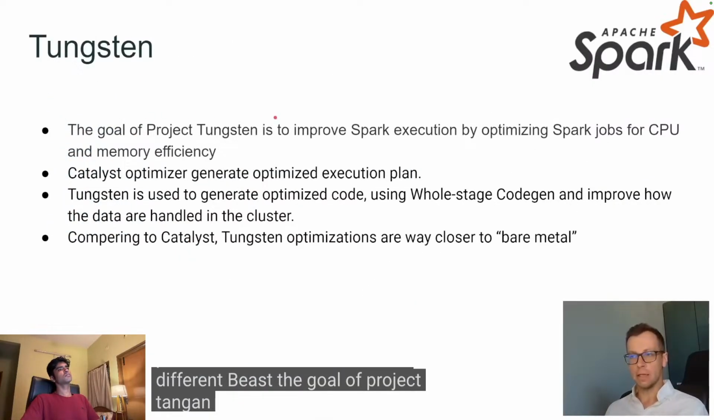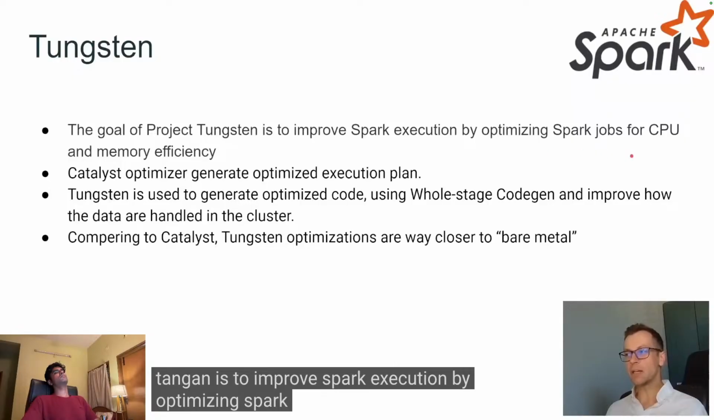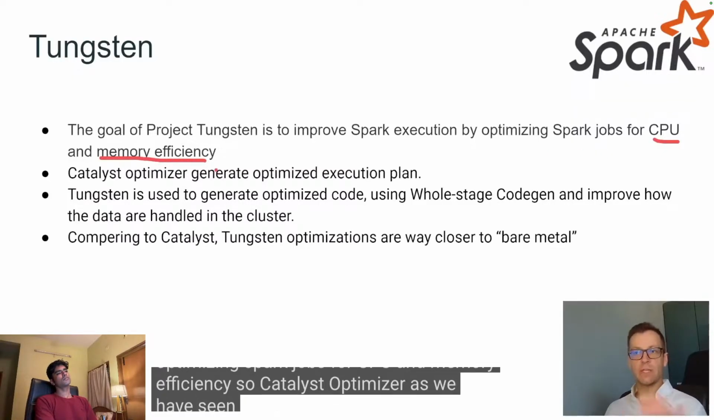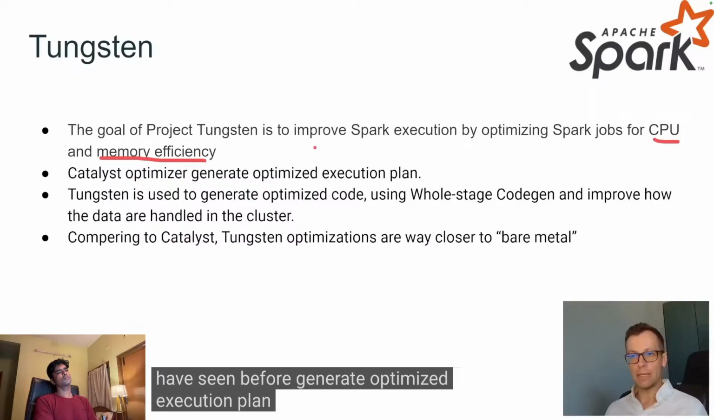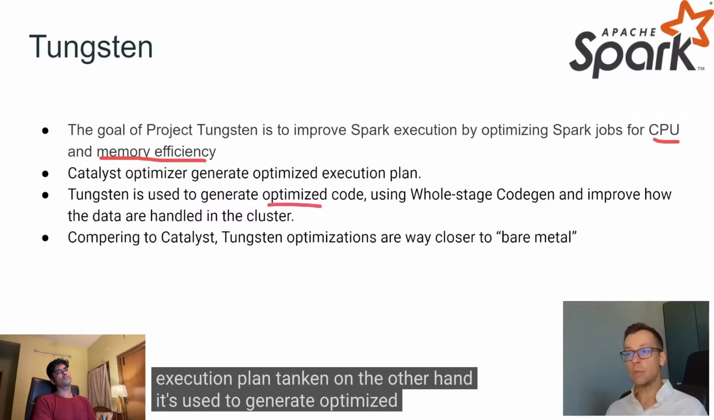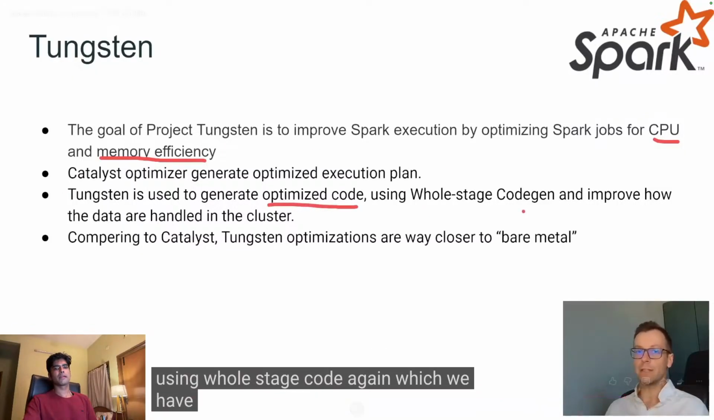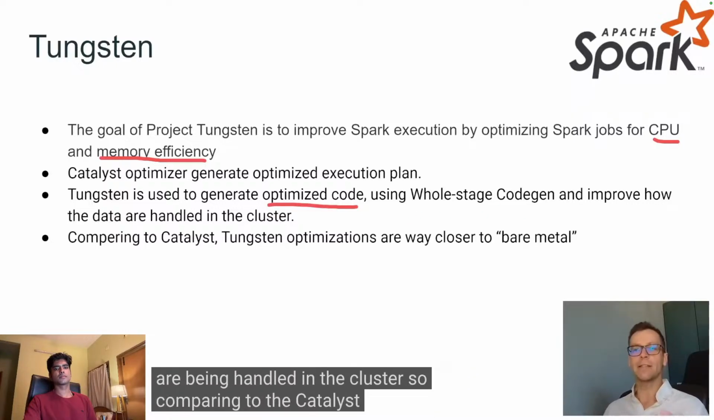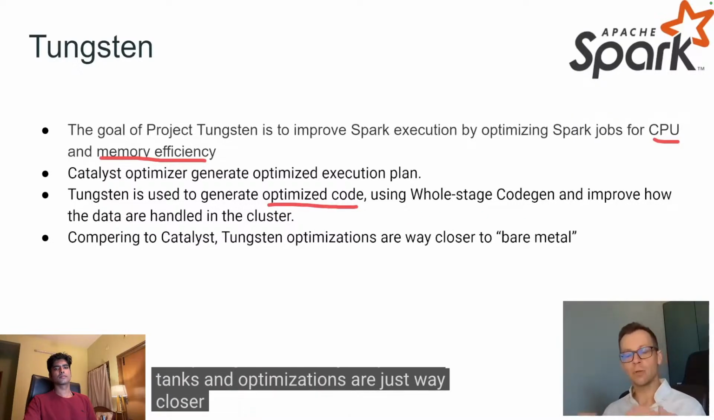The goal of Project Tungsten is to improve Spark execution by optimizing Spark jobs for CPU and memory efficiency. So Catalyst Optimizer, as we have seen before, generates an optimized execution plan. Tungsten, on the other hand, is used to generate optimized code using full-stage code gen, which we have seen many times in the execution plan already, and to improve how the data are being handled in the cluster. Compared to the Catalyst Optimizer, Tungsten optimizations are just way closer to the bare metal.